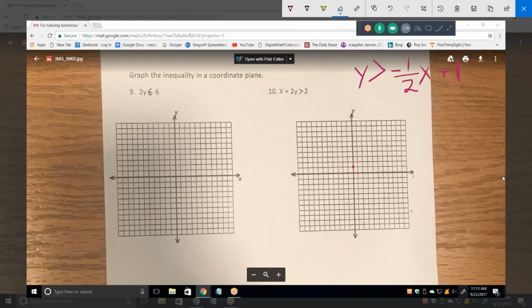I want to go down 1, but which way do I need to go, right or left? Right. Okay, so there's another point on the graph right there. And now I can draw a straight line through those 2 points, straight as I can draw. Whoops, that was supposed to be a dotted line. Go back and draw a dotted line.